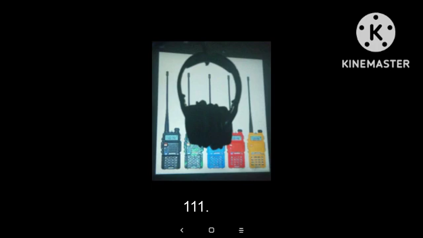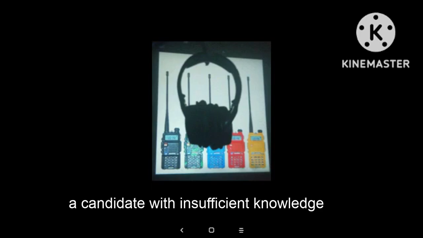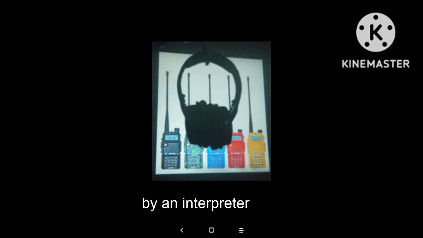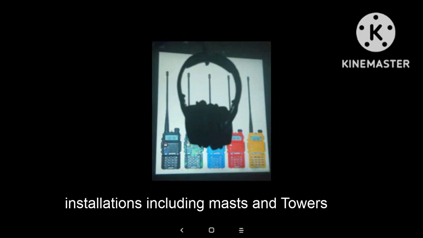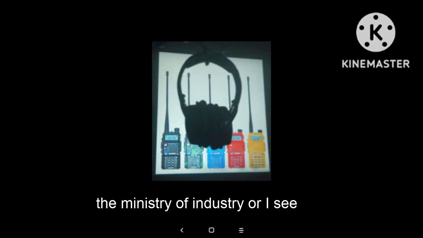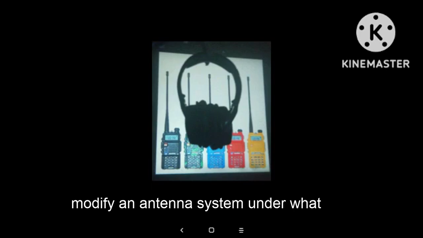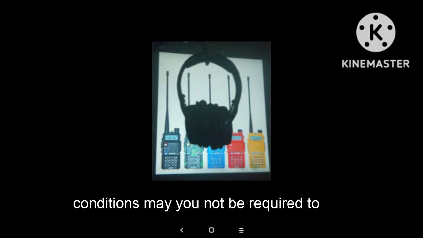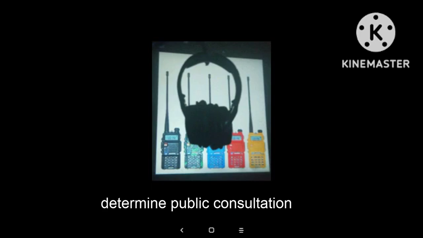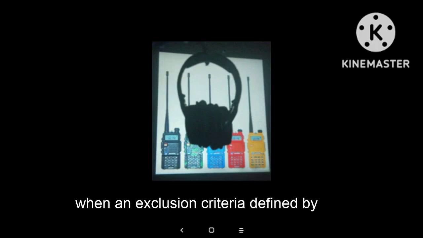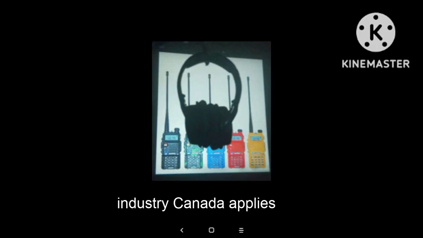111. Which of the following statements is false? A candidate with insufficient knowledge of English or French may be accompanied by an interpreter. 112. Who has authority over antenna installations including masts and towers? The Ministry of Industry, or IC. 113. If you are planning to install or modify an antenna system, under what conditions may you not be required to contact land use authorities to determine public consultation requirements? When an exclusion criteria defined by Industry Canada applies.